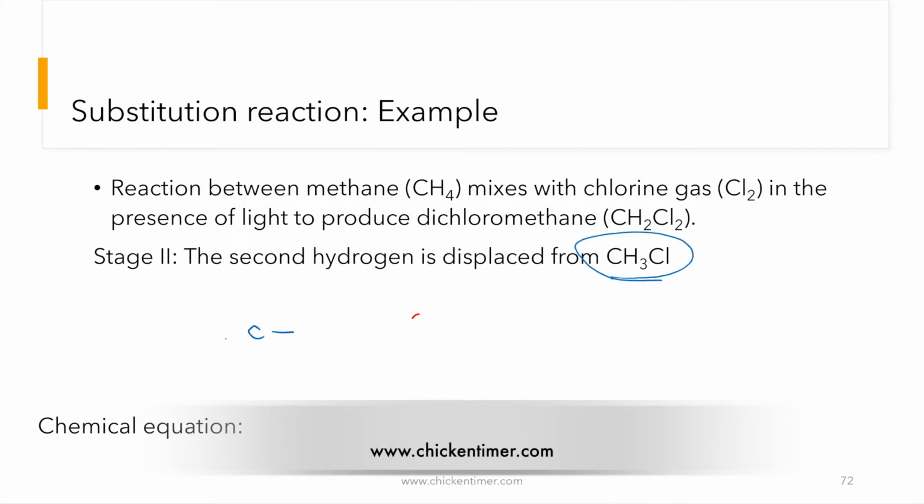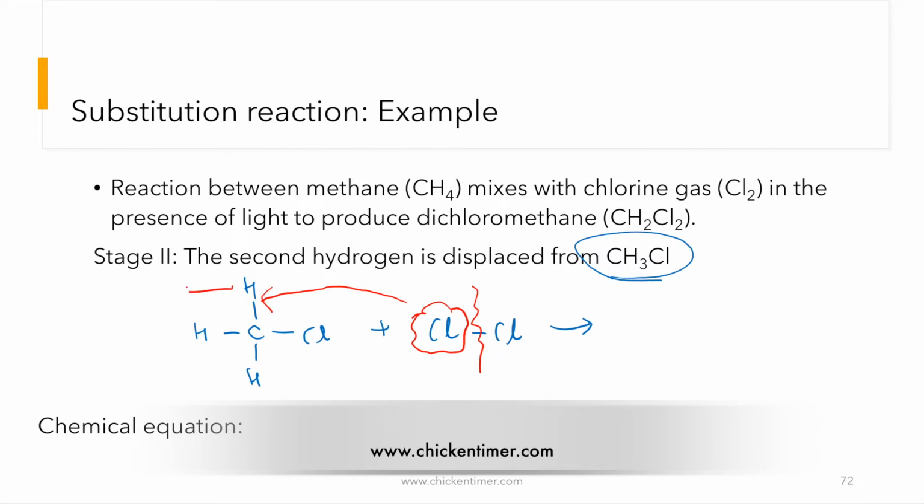Now CH3Cl is back, because the reaction vessel has a lot of chlorine gas. CH3Cl will meet another chlorine molecule. What happens again is that the process repeats itself. The chlorine molecule will break up, one will go out to the CH3Cl, target another hydrogen, and then push it out.